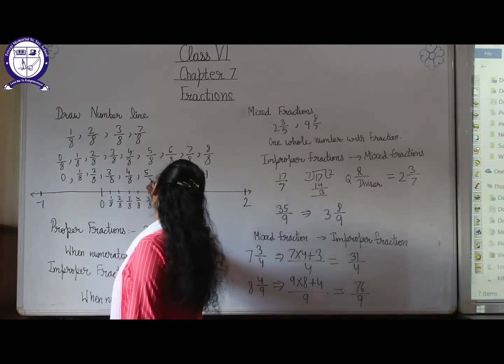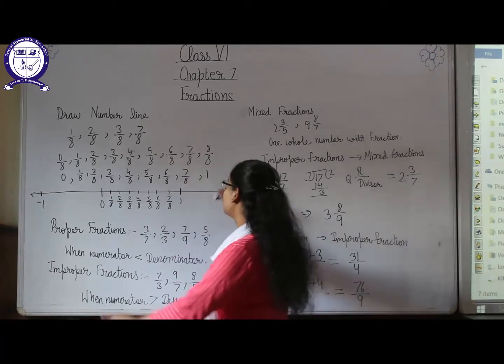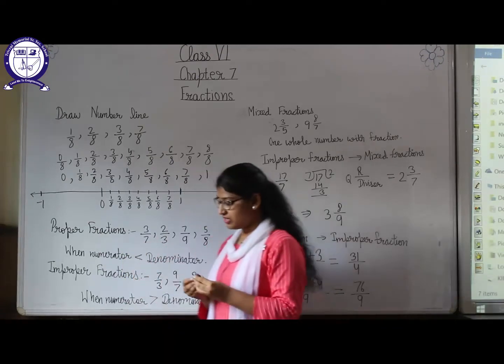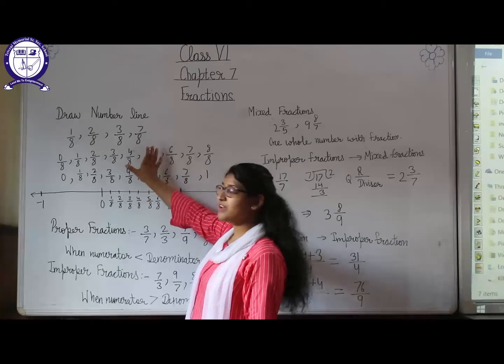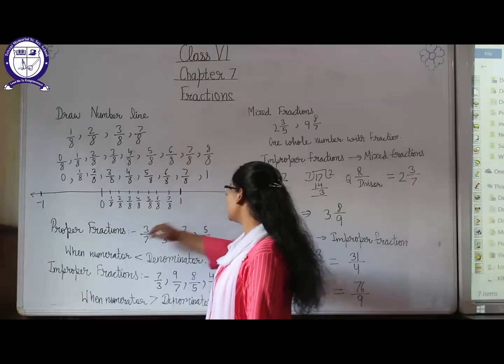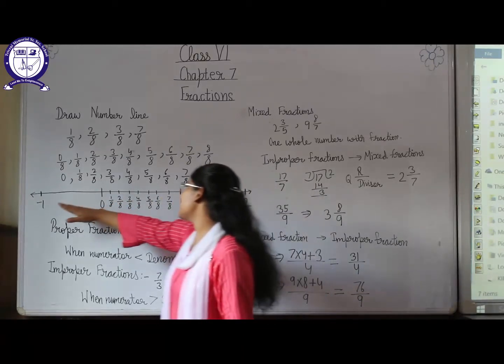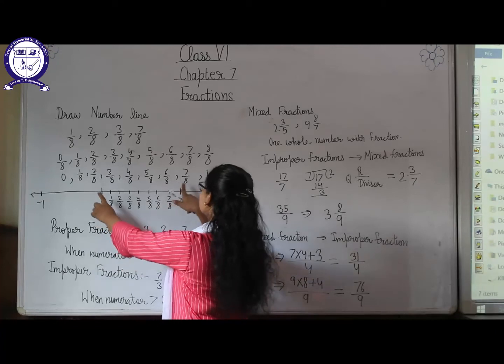It means all these fractions that are 1 by 8, 2 by 8, 3 by 8, 4 by 8, 5 by 8, 6 by 8 and 7 by 8 all are coming between which two whole numbers? 0 and 1. It means in between 0 and 1 we will locate these fractions. Okay, so on the number line it is 0 here, it is 1, then 2 and this is minus 1. So between 0 and 1 how many fractions we have to include?